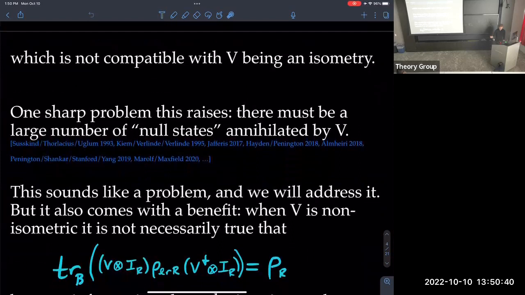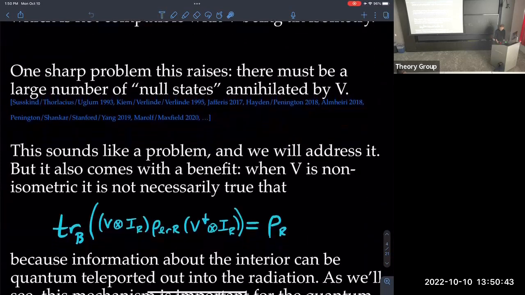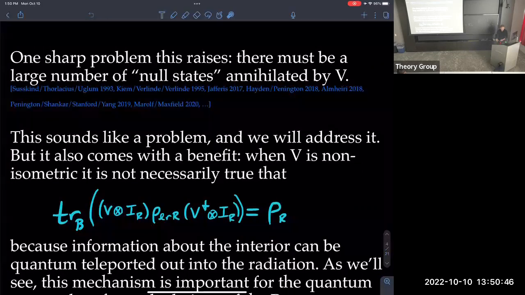But it comes with a benefit. That benefit is this: when V is non-isometric, it is not necessarily true that this equality holds. What is this equality saying? So on the left here, we have this rho little L little R capital R. And this is the density matrix of the effective description. So this is just the state of all the degrees of freedom in the effective description. And this rho capital R is that same density matrix, but you've traced out little L little R.